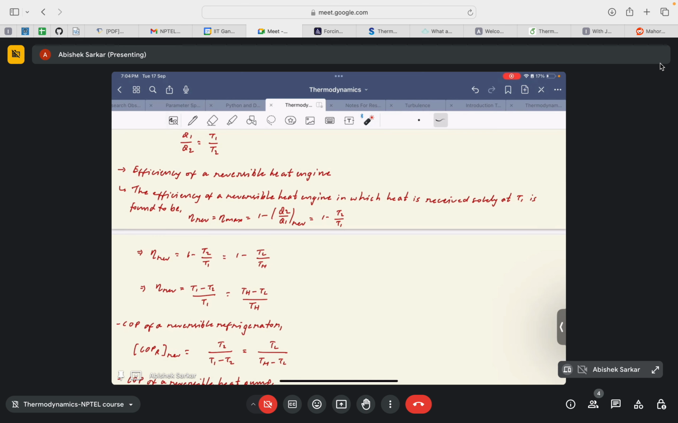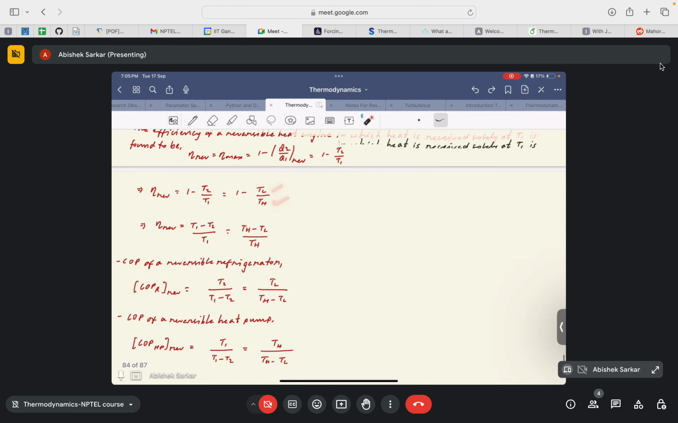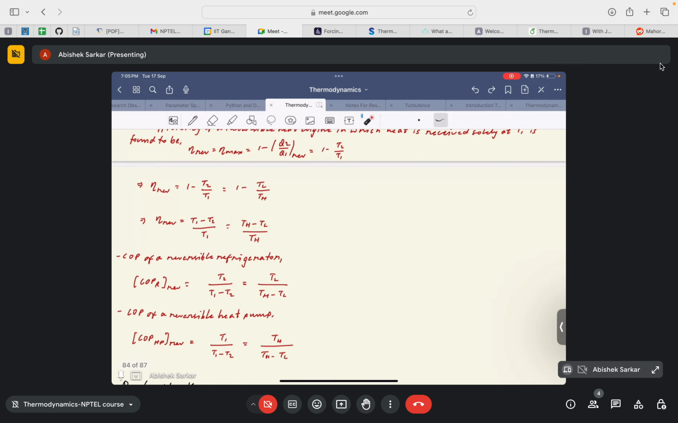So the eta reversible or eta max, that is the maximum possible efficiency for a heat engine, is given by 1 minus Q2 by Q1 reversible, where since we know Q2 by Q1 is T2 by T1, you can write 1 minus T2 by T1. So eta reversible is 1 minus T2 by T1, or in other words 1 minus TL by TH, where T2 is the temperature of the thermal reservoir at lower temperature or the sink, and T1 is the temperature of the thermal reservoir at higher temperature or the source. Okay, so TL by TH, or you can also write it in this form, eta reversible is TH minus TL by TH.